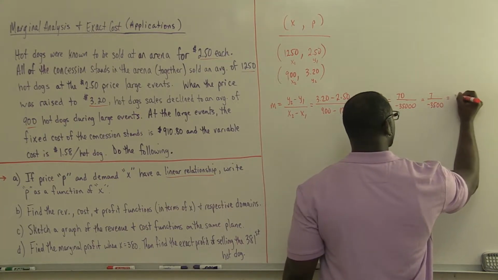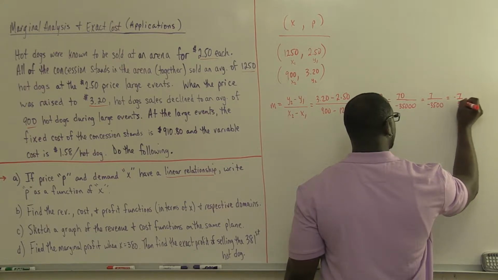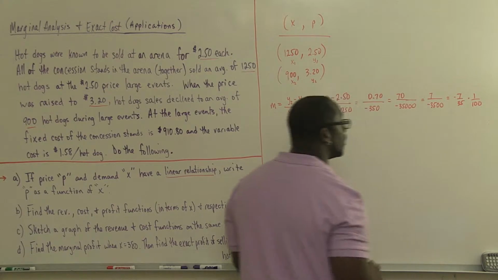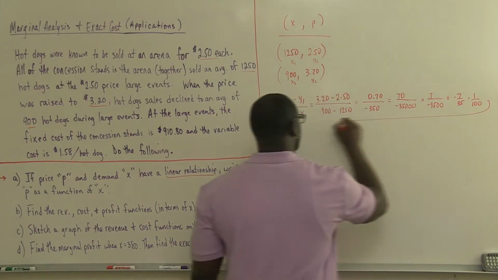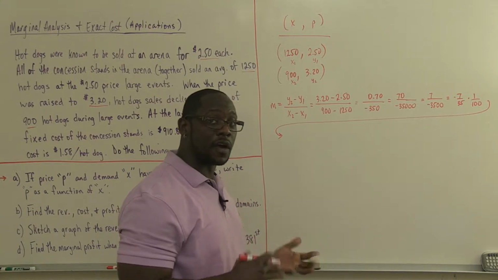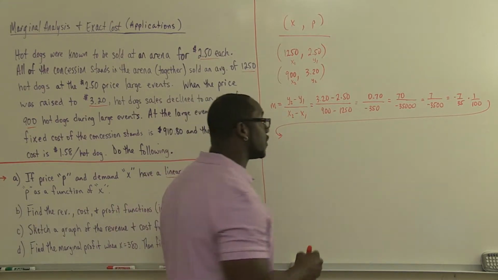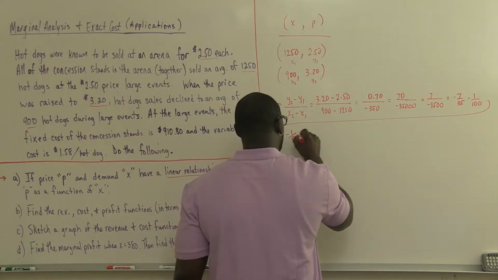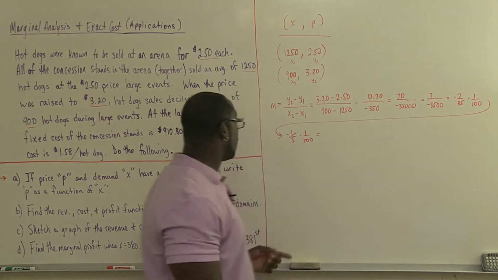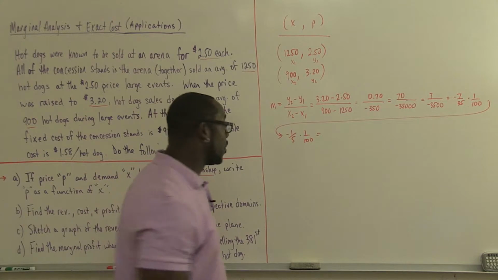And of course, this is the same as saying a negative 7 over 35 times 100. And so negative 7 over 35 is the same as a negative 1/5. That's what that reduces to. And 1 divided by 5 will be 0.2.